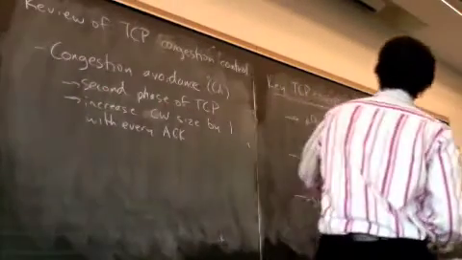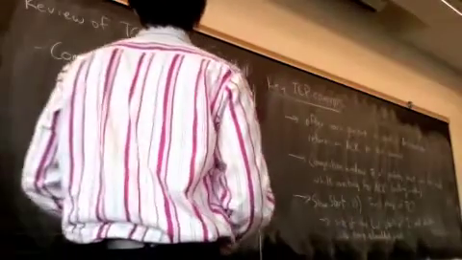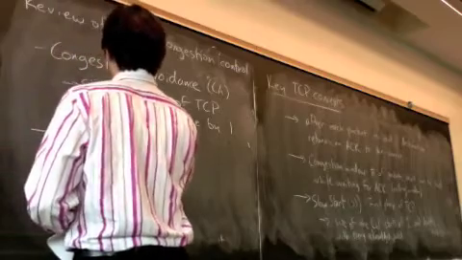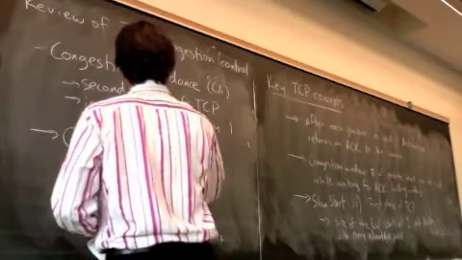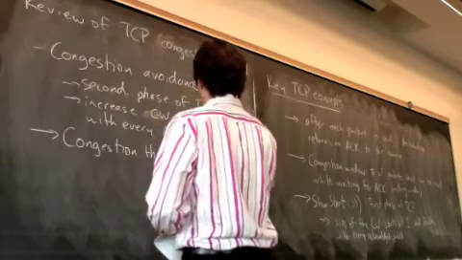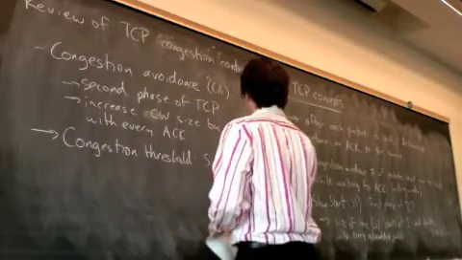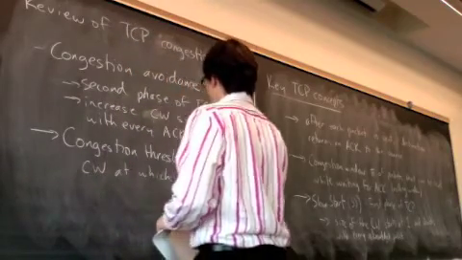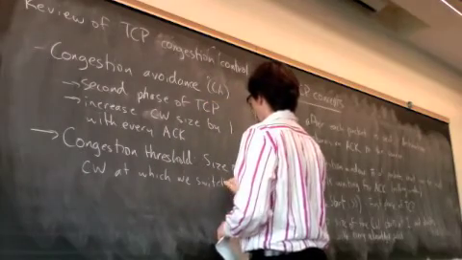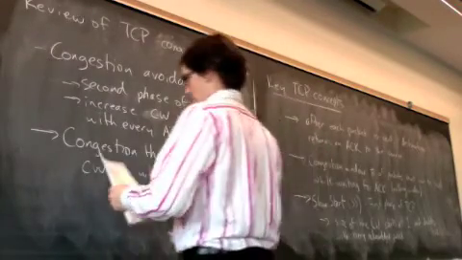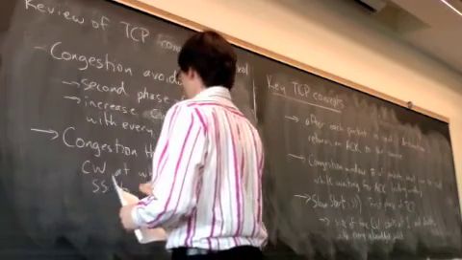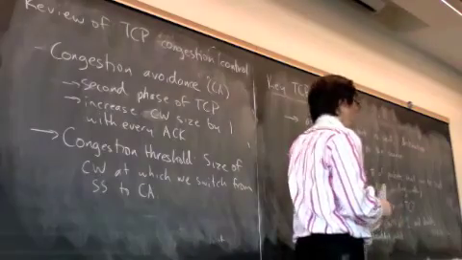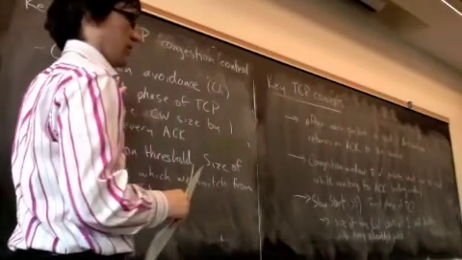So the point at which we switch from slow start to congestion avoidance is called the congestion threshold. This is the size of the congestion window at which we switch from slow start to congestion avoidance. So in other words, that's when we switch from aggressive window growth to slower window growth that will help us avoid congestion.